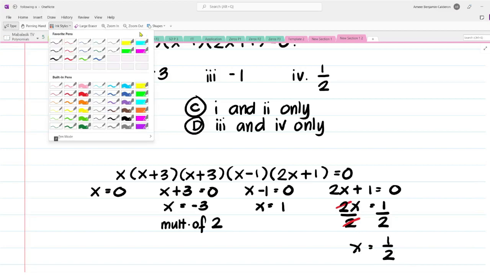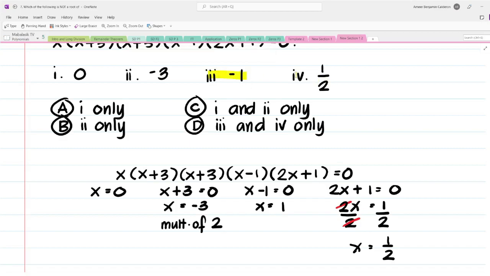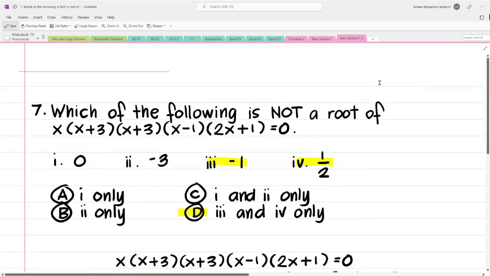So ano dito ang hindi root? So 0 is a root. 2 is a root, pero wala naman doon. 1 is a root. And 1/2. So, hindi negative 1, hindi din 1/2. So, the answer is D. Move on to our 8th problem.